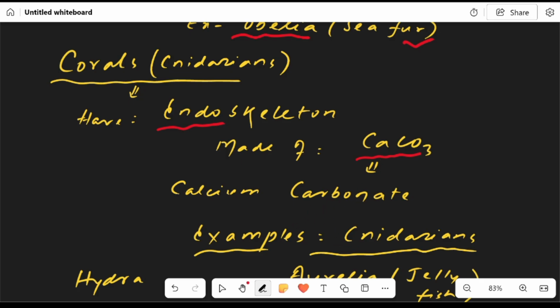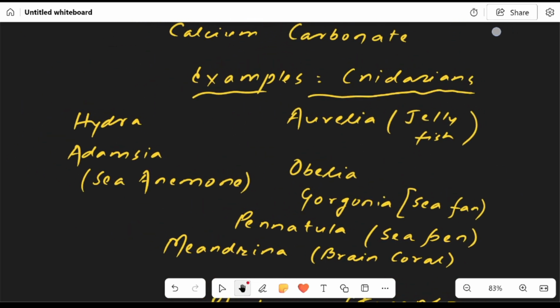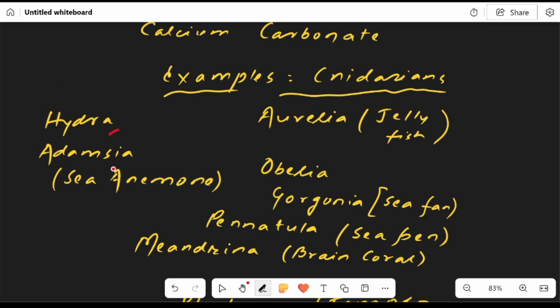Okay. The examples of cnidarians are Hydra, Adamsia, which is known as sea anemone, polyp form, Aurelia, medusa form, jellyfish, Aurelia shows both. Then we have Gorgonia, which is known as sea fan, Pennatula, sea pen, and Meandrina, which is known as brain coral. Meandrina, brain coral, Pennatula, sea pen, Gorgonia, sea fan, Aurelia, jellyfish, Adamsia, sea anemone, and Hydra.